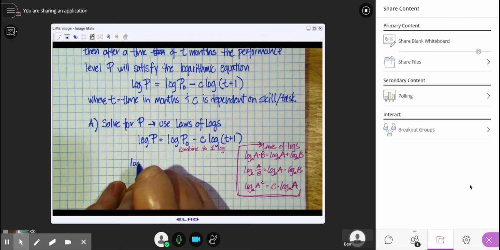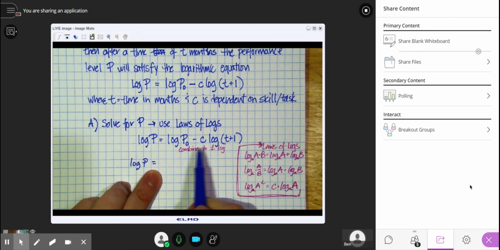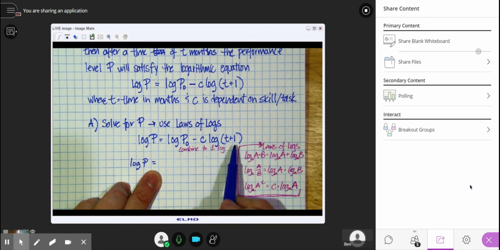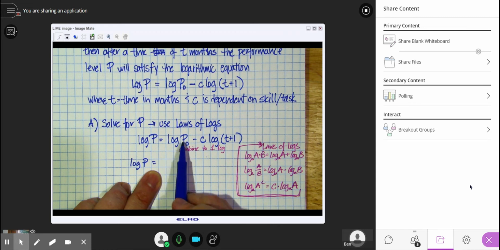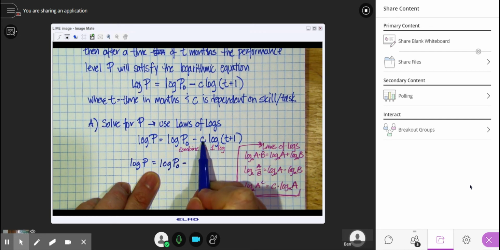So log of P is equal to... All right, so looking at this log of P sub 0, there's not a whole lot I can do there. But do you see how that C is in front of the log of T plus 1? That means I can take this C and, using the third law of logs, change C times log base A of A into log of T plus 1 to the C power.